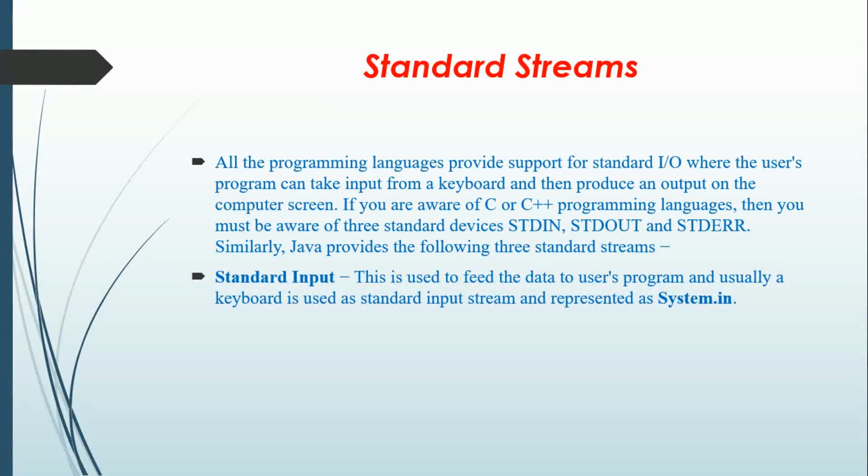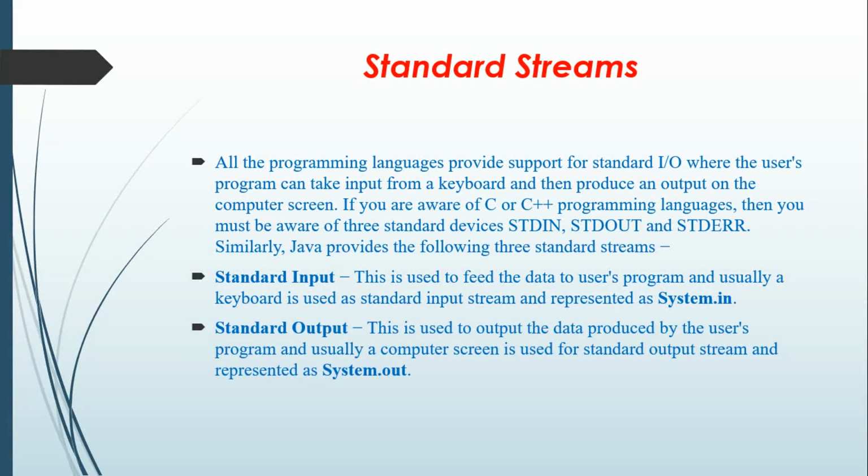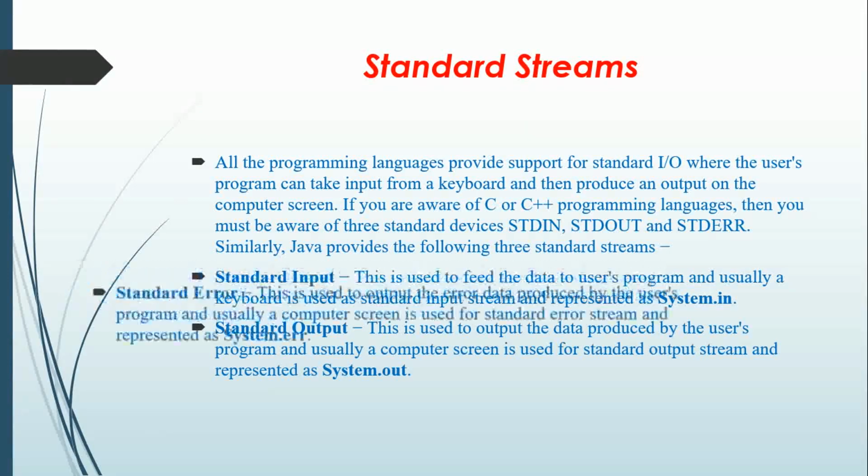First one is standard input. This is used to feed the data to the user's program, and usually a keyboard is used for the standard input stream, represented as System.in. Second one is standard output. This is used to output the data produced by the user's program, and usually a computer screen is used for the standard output stream, represented as System.out.